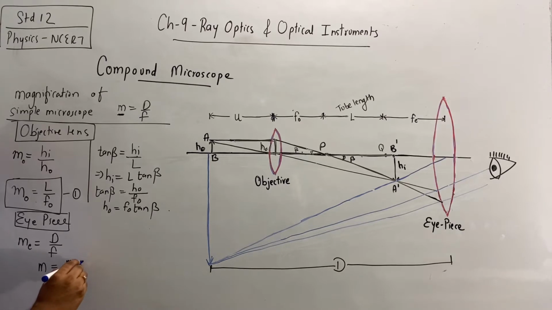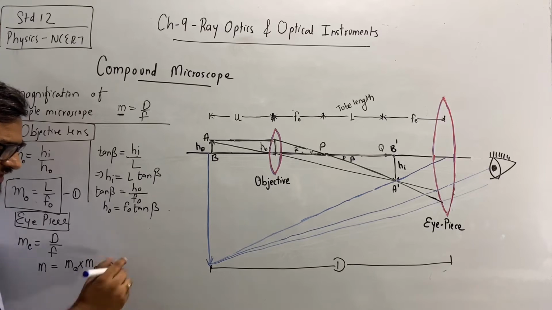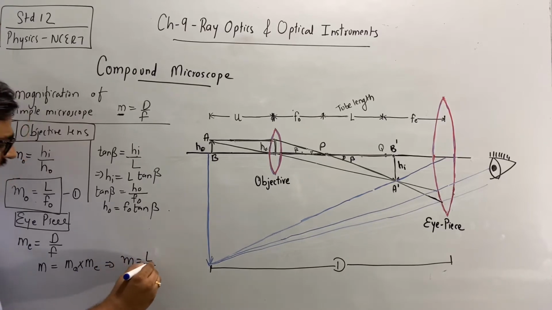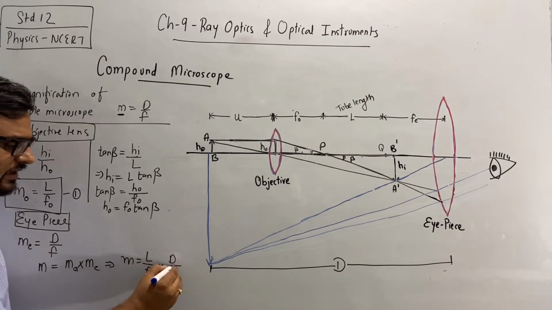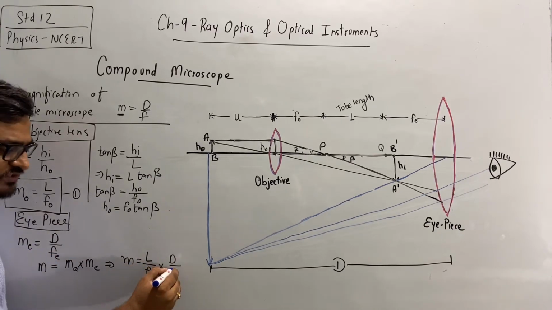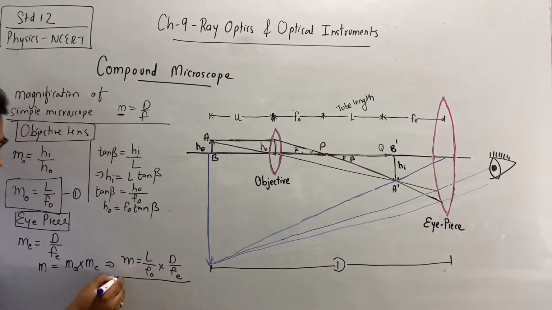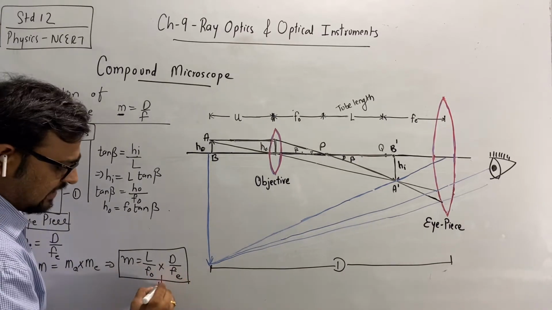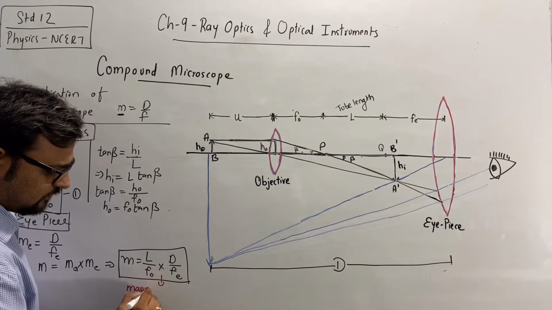So what is the magnification of the compound microscope? M_E into M_O, or one and the same thing, M_O into M_E. That is equal to L by F_O into D by F_E, where F_E is the focal length of the eyepiece. This is the formula for magnification of a compound microscope.